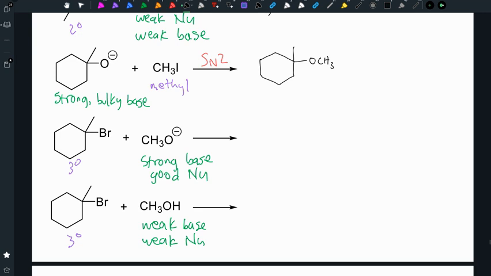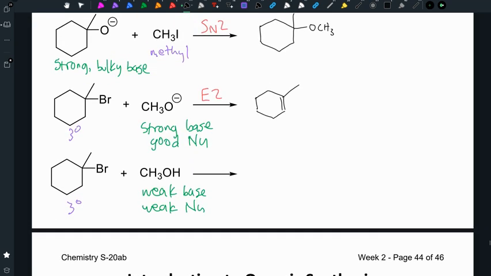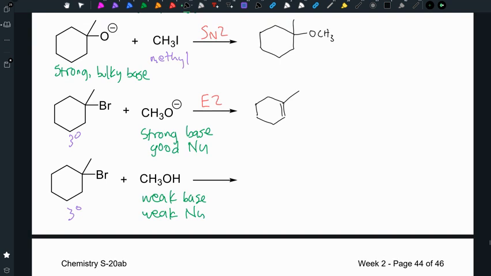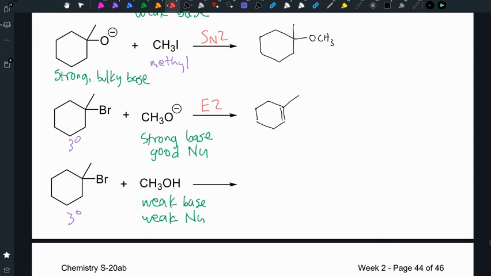This next one looks like the reverse of the previous one. But in this case, since the leaving group's on a tertiary carbon, sterics for SN2 are bad. And since I have a strong base, this is going to do E2. I'm going to predict mostly the Zaitsev product, which will be the more substituted one. And then this last case with the same tertiary substrate, but a weak nucleophile and a weak base, this is where I'm expecting SN1 to predominate.